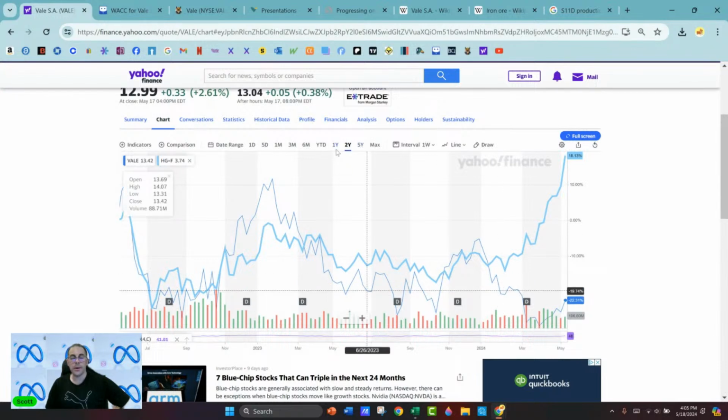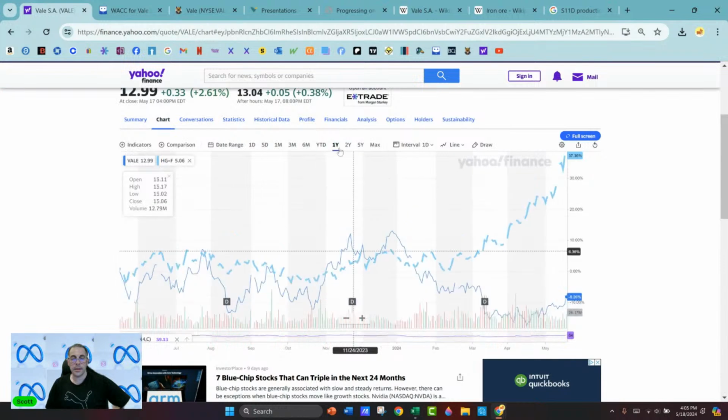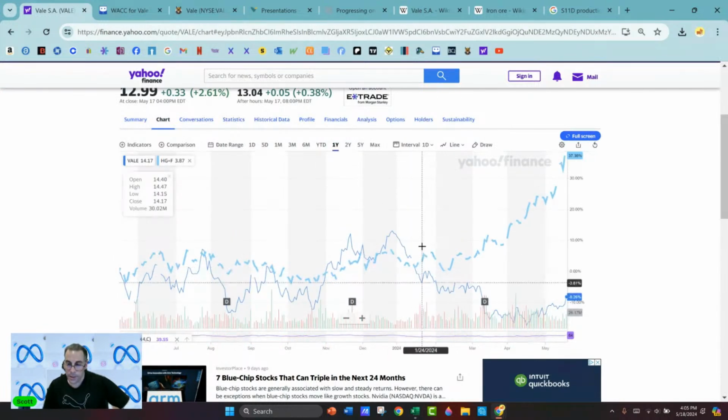Yeah, I remember it was really growing a lot at one point, copper. I guess that was in February. It started to take off.